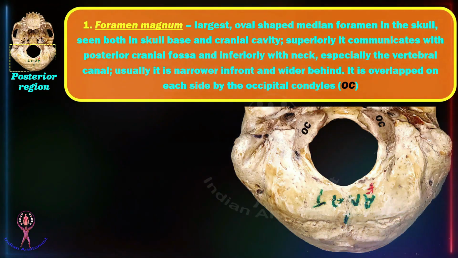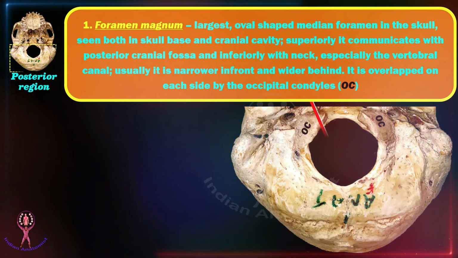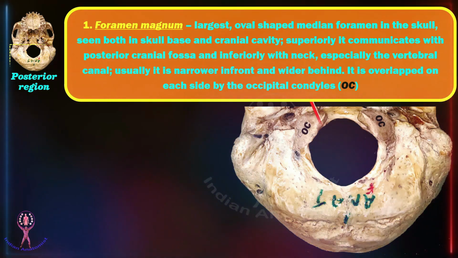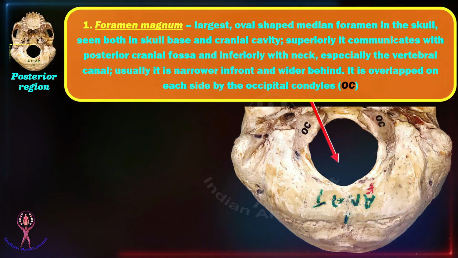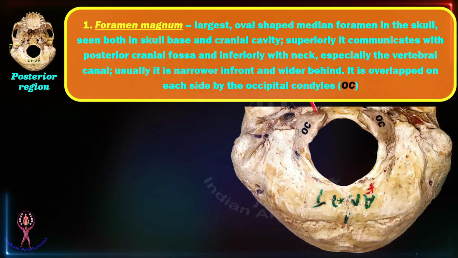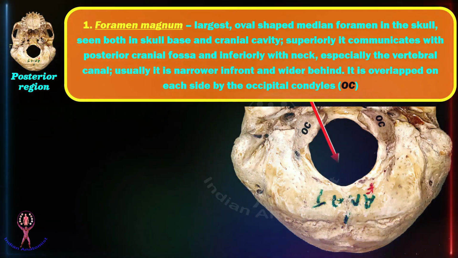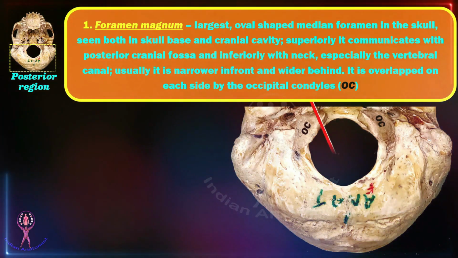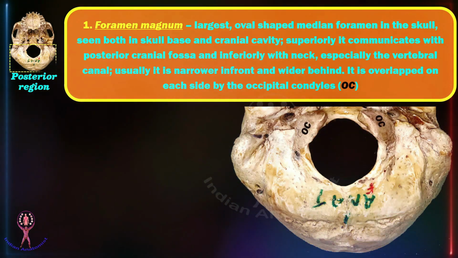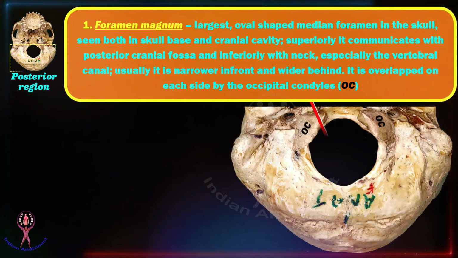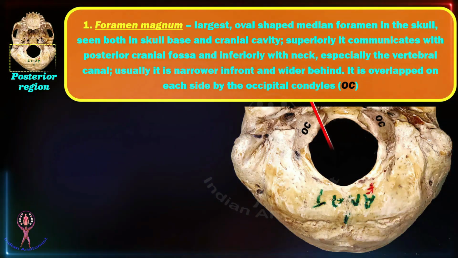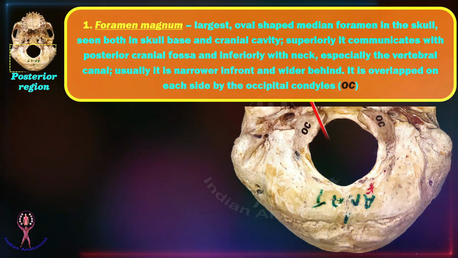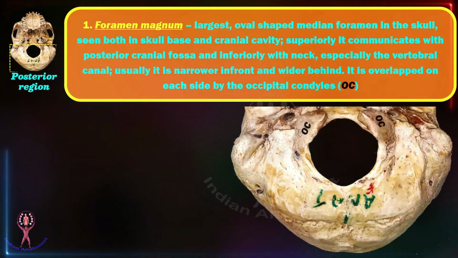The first foramen we are going to see is foramen magnum. As the name suggests, this foramen is the largest and oval-shaped median foramen in the skull, which is seen both in skull base and also in the cranial cavity. Superiorly, it communicates with posterior cranial fossa and inferiorly with the neck, especially the vertebral canal. Usually it is narrower in front and wider behind. It is overlapped on each side by the occipital condyles. The occipital condyles are marked as OC, one on either side of the foramen magnum in the picture.